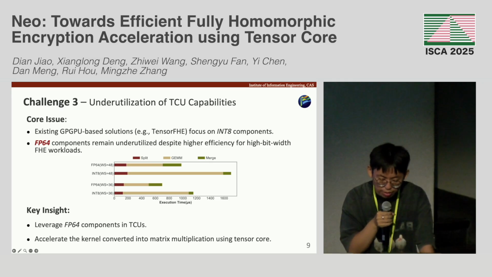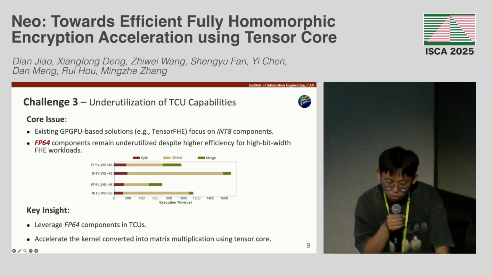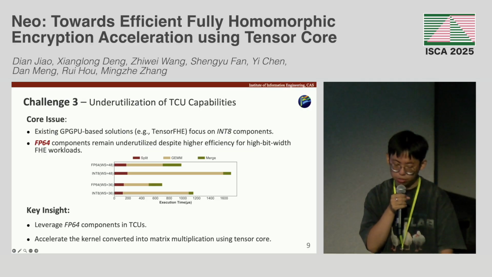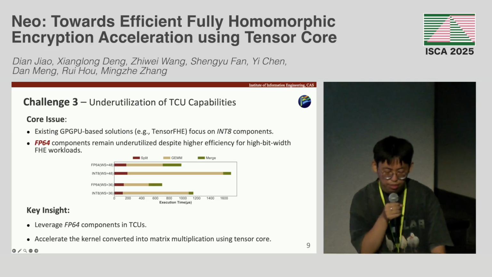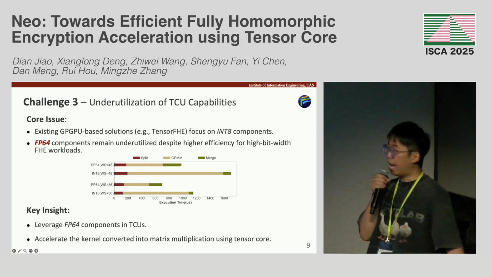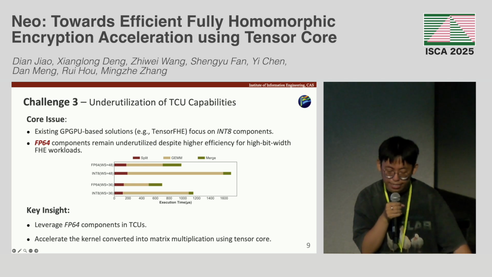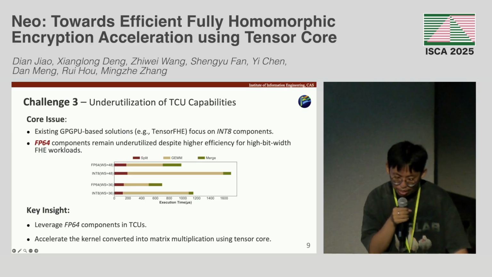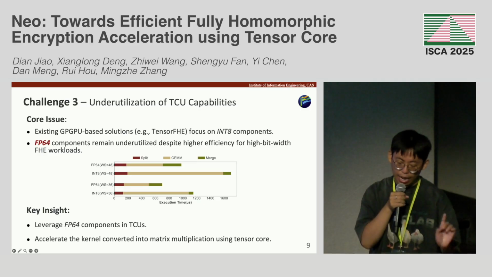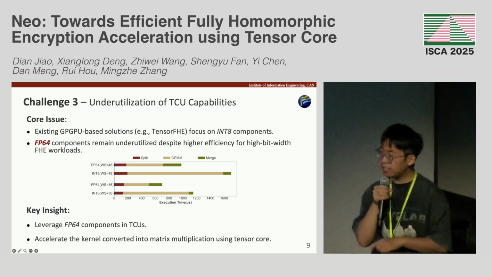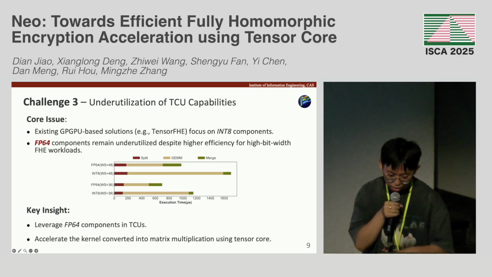The third challenge is that existing solutions underutilize tensor cores. They only use the int-add components to accelerate the NTT kernel, leaving the floating point components idle, and other kernels besides NTT are not accelerated by tensor core. However, our analysis shows that int-add isn't the best choice.